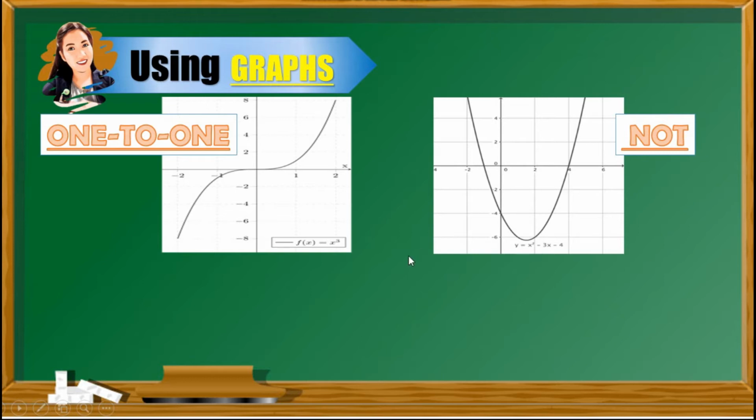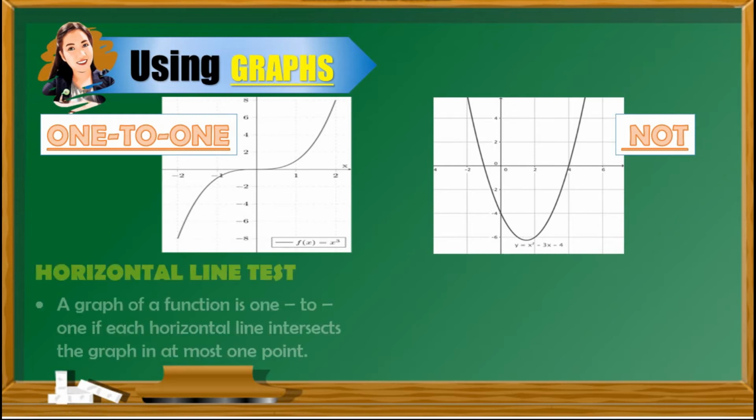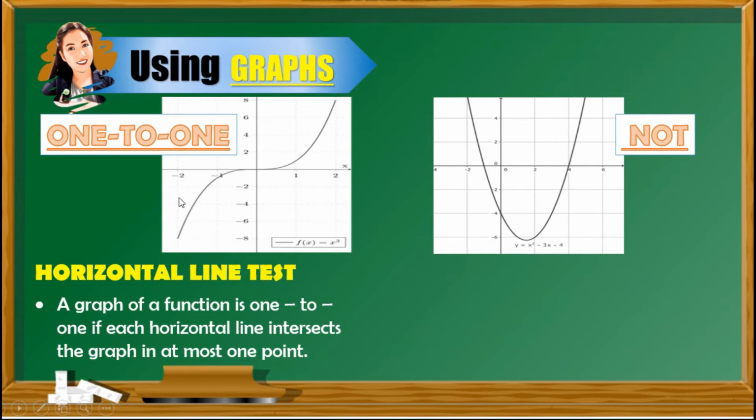And actually, we have a test that we could use, and that test is what we call the horizontal line test. What do we mean by HLT? A graph of a function is one-to-one if each horizontal line intersects the graph in at most one point. So kindly just visualize if you are putting horizontal lines on this graph, the horizontal lines will only touch the graph at one point. Unlike on the other graph, if we have a horizontal line that will pass through this point, there are 2 points that will touch the graph.